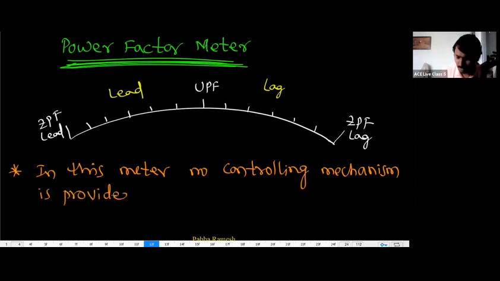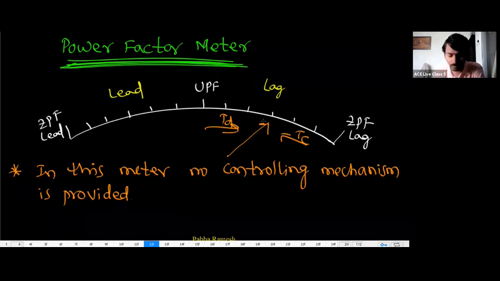A very, very important objective question: in which of the following instruments is the controlling mechanism not provided? Ammeter, voltmeter, wattmeter, power factor meter. Automatically, power factor meter. But immediately one more question comes up. Sir, if the controlling mechanism is not provided, how does the pointer get stopped? Suppose the pointer is moving in this direction, TD is there; from the other direction TC should be there, otherwise it will not stop at this point.